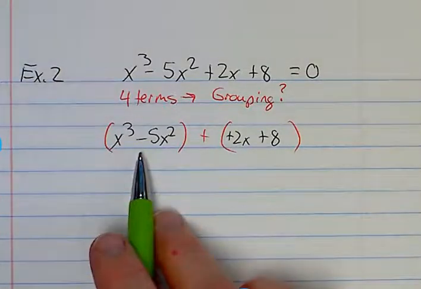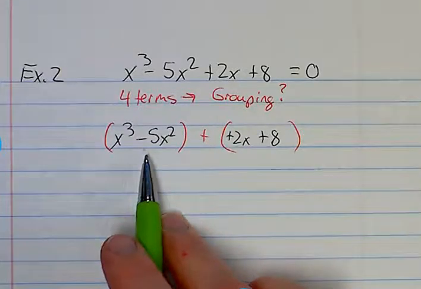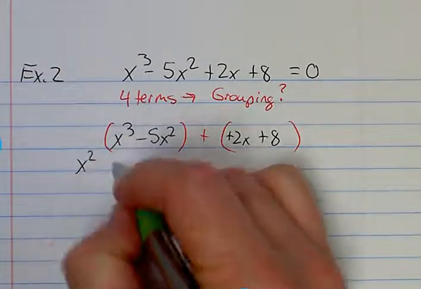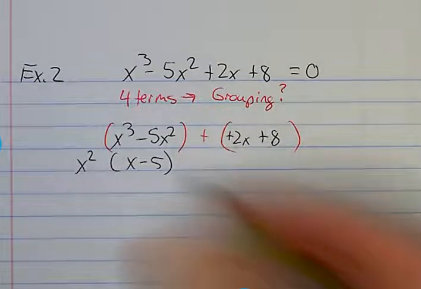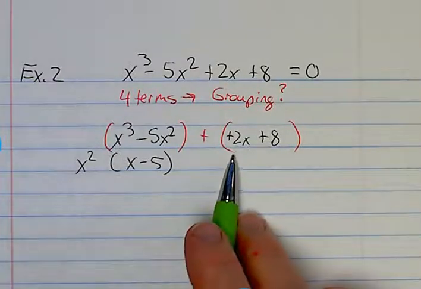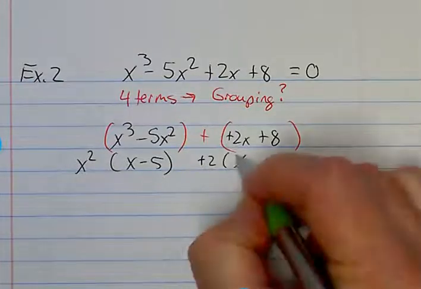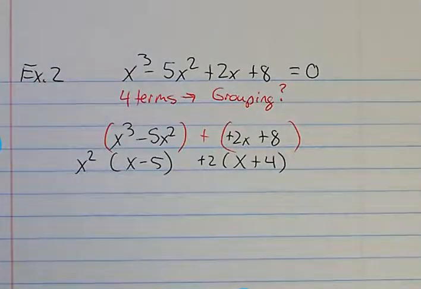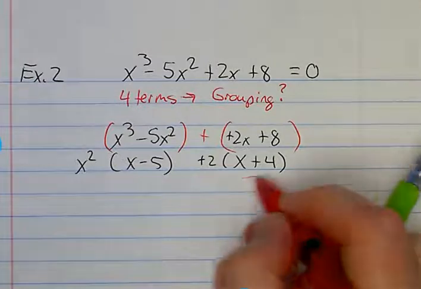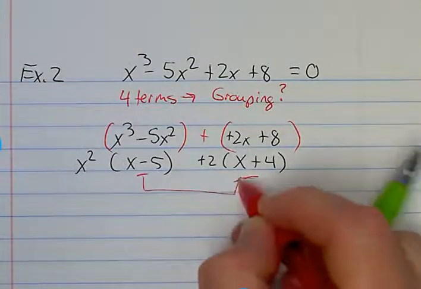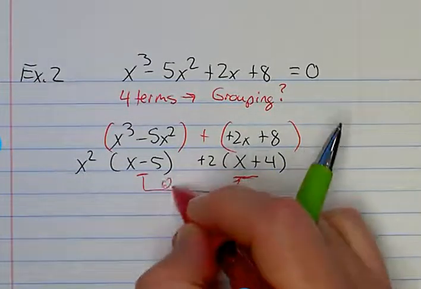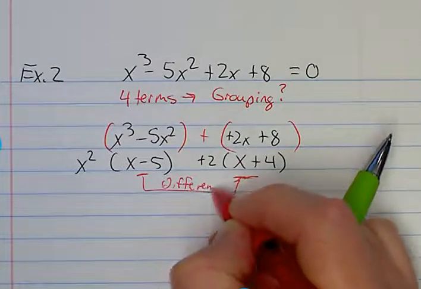Now, first 2, that's the exact same 2 terms we had on the previous problem, so we can take out the x squared. Be left with an x minus 5. Is there any way, because with 2 and 8, we can take out a 2. Is that going to leave us with x minus 5? No. So when you do this, these two things are different. If those are different, then grouping doesn't work.